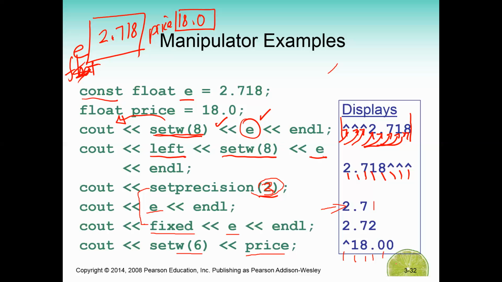But we have a double 0 here. Why? Why do we have a double 0? Price only has 18.0. The set W is saying 6 positions. If I could put it, space 18.0. But why did they add another 0 there?